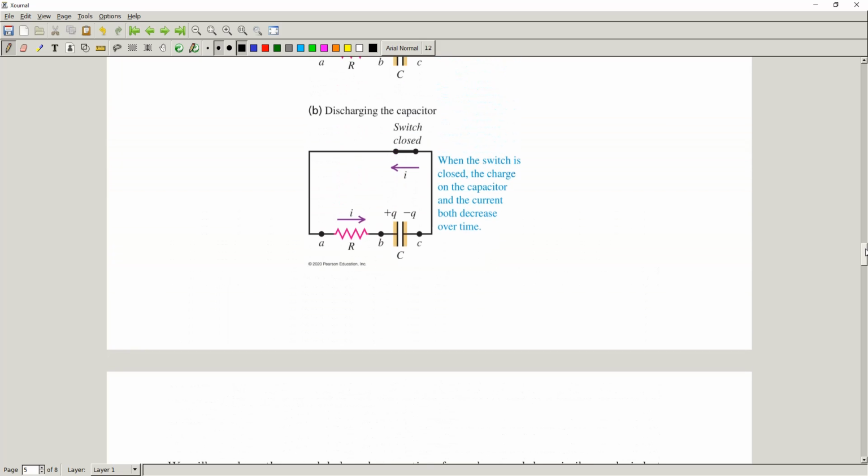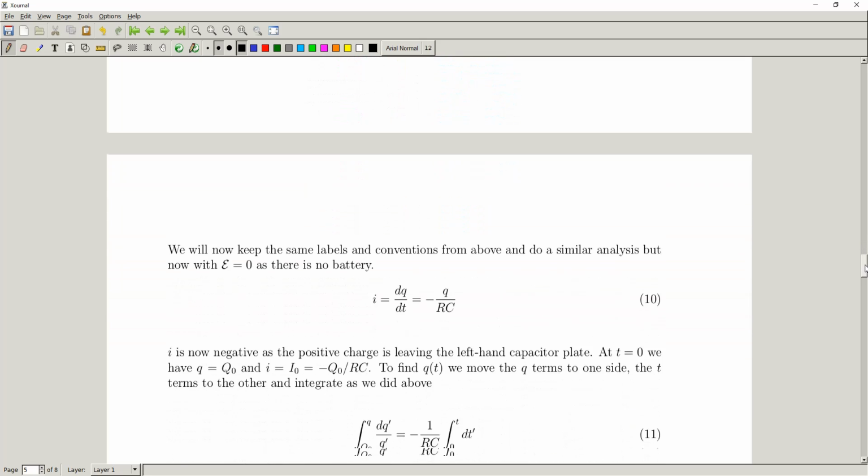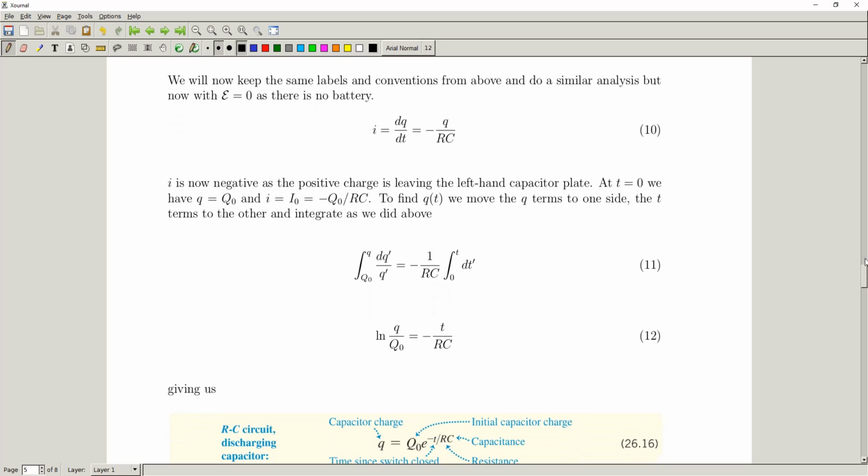And it was a good choice of I originally, because originally when we had the battery in here, the current was running like this. But then as we pull out the battery and switch the switch closed again, and let the charge run around the circuit, our current is going to be in this direction because positive charge is moving across sort of against the direction it was when we originally set our current direction. Okay. So I is now negative, as we talked about. The charge is leaving the left-hand capacitor, and it's moving around the circuit.